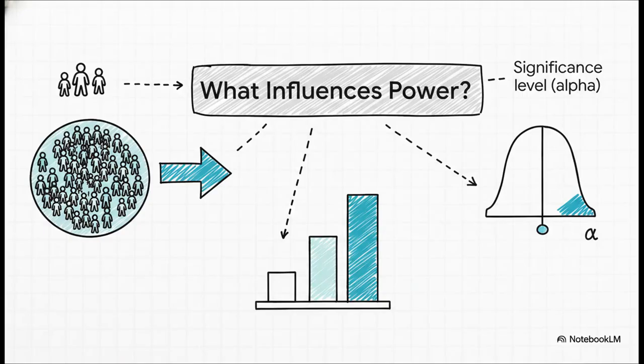So what drives a study's power? It really comes down to three main things. The biggest one, by far, is sample size. More people means more power. Simple. Second is the effect size. Obviously, it's easier to find a massive effect than a tiny, subtle one. And finally, the significance level, also called alpha, plays a role too.